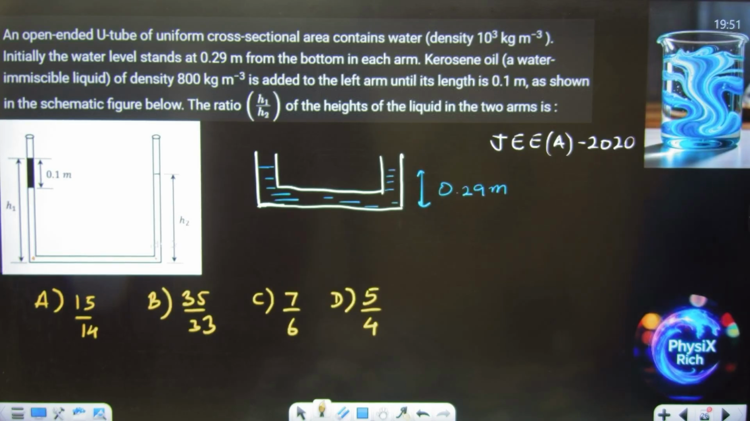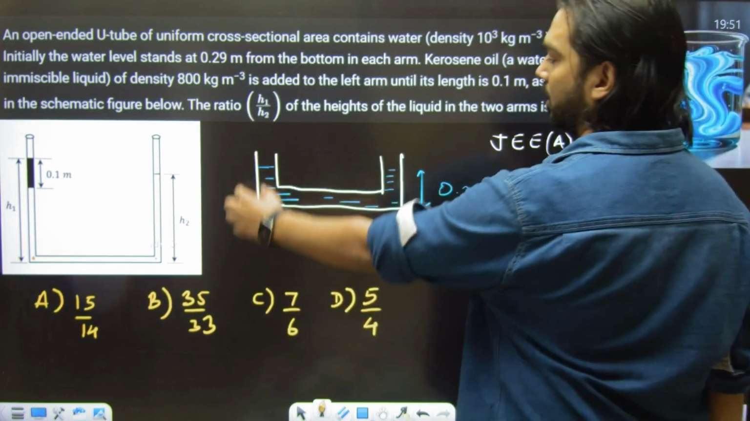So we have an open-ended U-tube of uniform cross-sectional area, and it has water in it. The initial level is 0.29 meter. So I have made this U-tube over here.